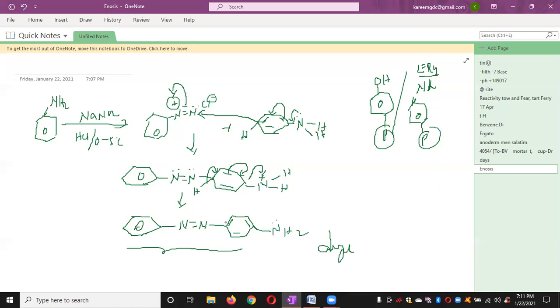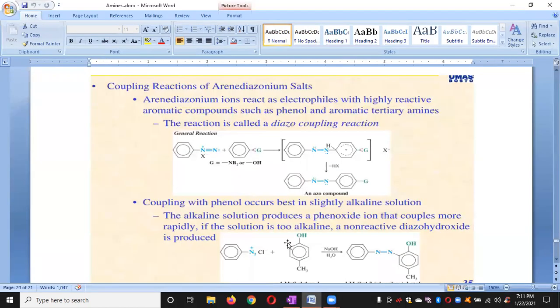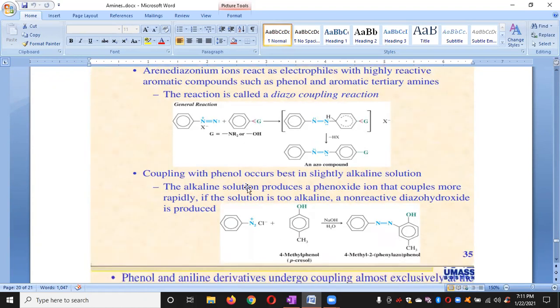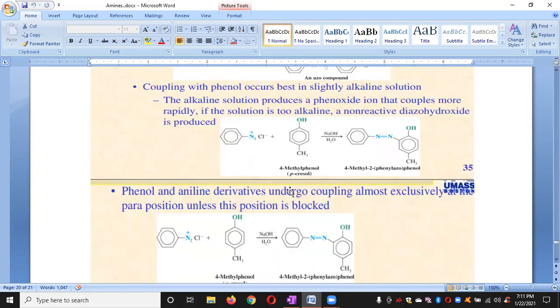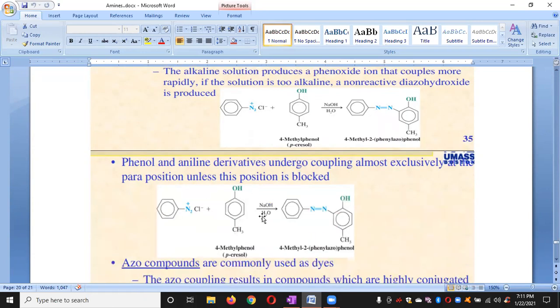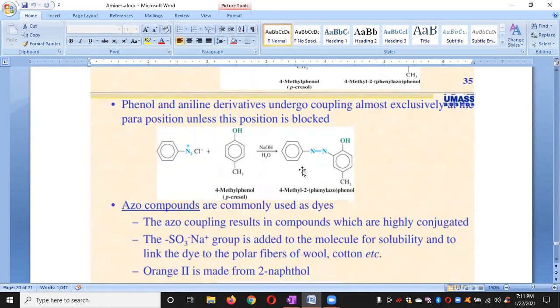So this is also one type of dye. These reactions are known as azo coupling reactions. Here, G means electron releasing groups, either amine or OH, phenols. This is the reaction. If the para position is blocked, then we have one more reactive position, that is the ortho position. And the phenols will give this one. So these are the dyes.